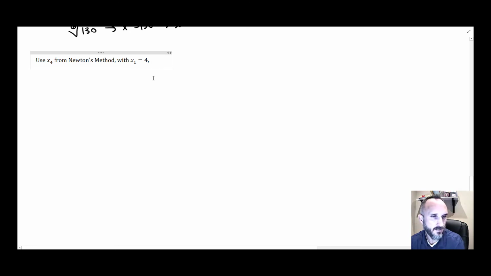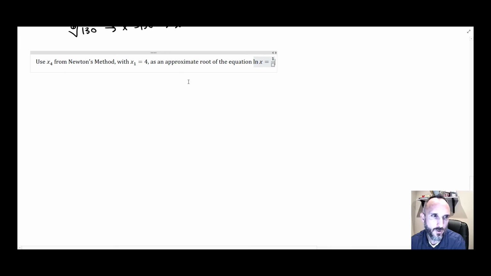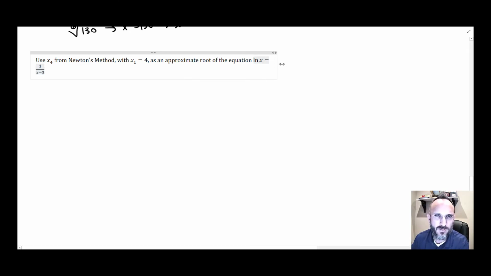So use x sub 4 as an approximate root. That just means solution, by the way. Approximate root of the equation natural log of x equals 1 over x minus 3. Let me fix that so you can see it all.